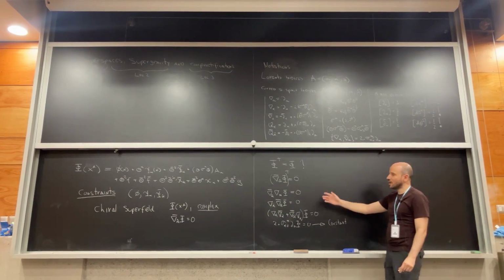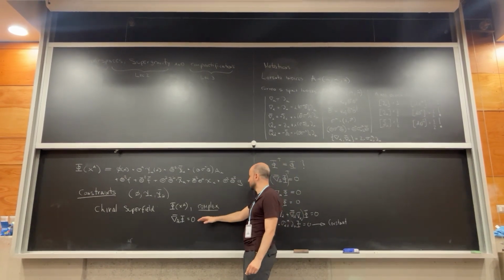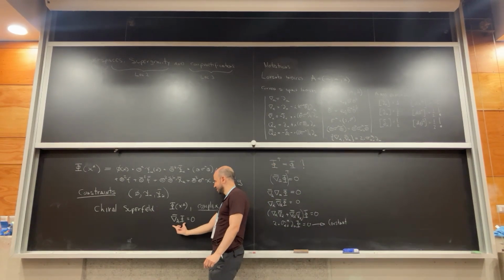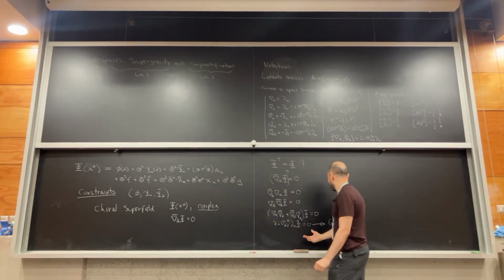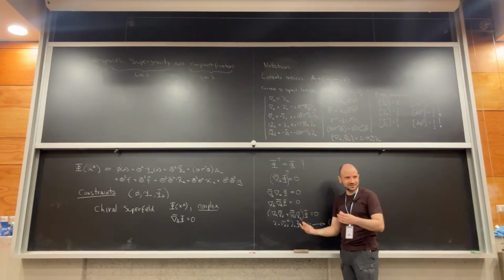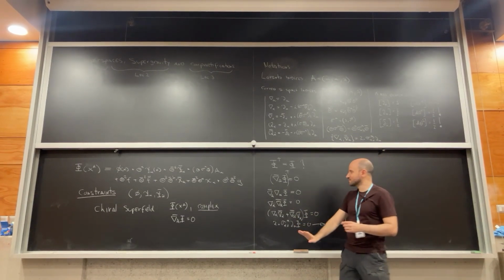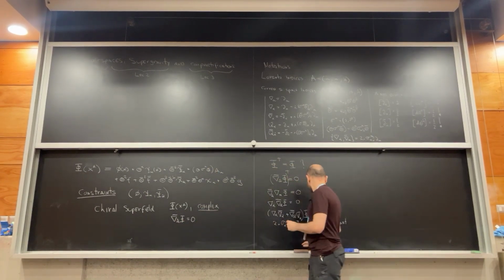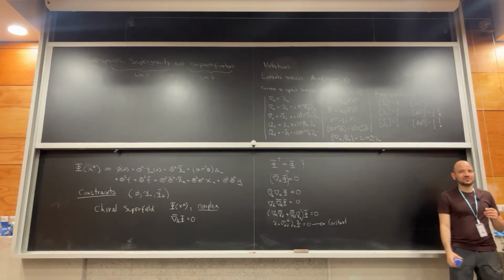So that's the reason why phi should be complex, because if it's real, this chiral constraint that I'm defining by this equation is too strong, and in the end, my whole superfield will just be a constant. Okay? So that's the reason why phi has to be complex. Any question?